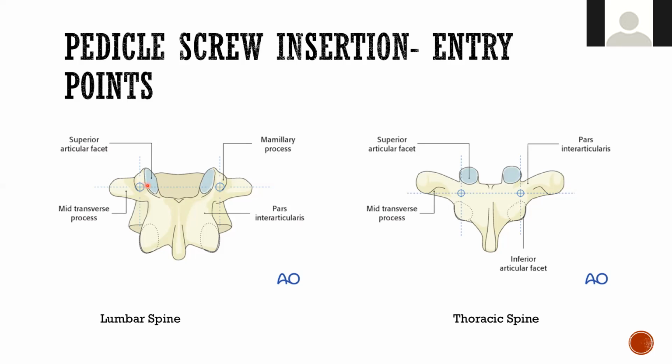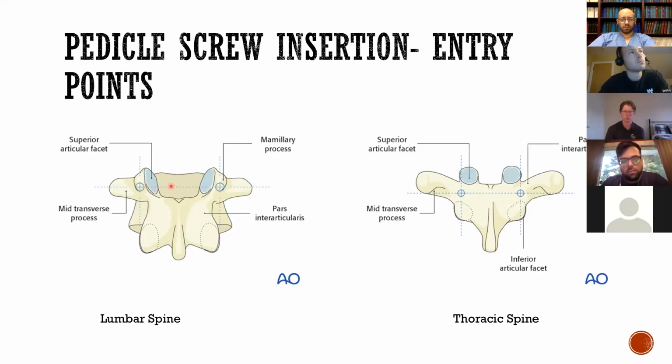So between the mammillary process here, okay, and the pars, which is here, and the lateral border of the superior articular facet, which is here, and the mid-transverse process. These lines all come together, and you put your screw there. That's generally where you go. Some people do this blindly, and some people do it under fluoro just to make sure that they're in the barrel of that. Okay.